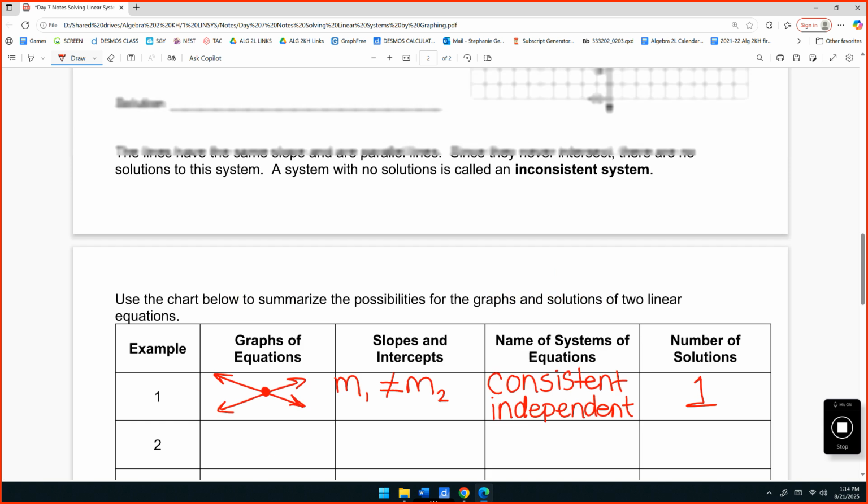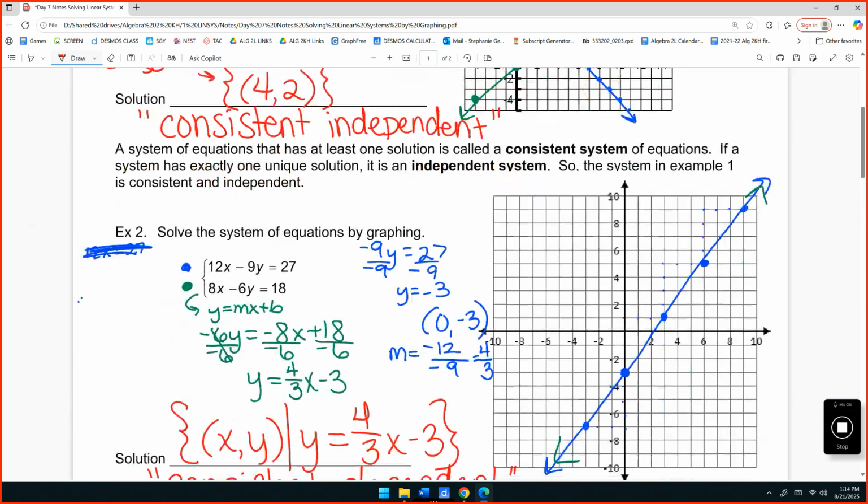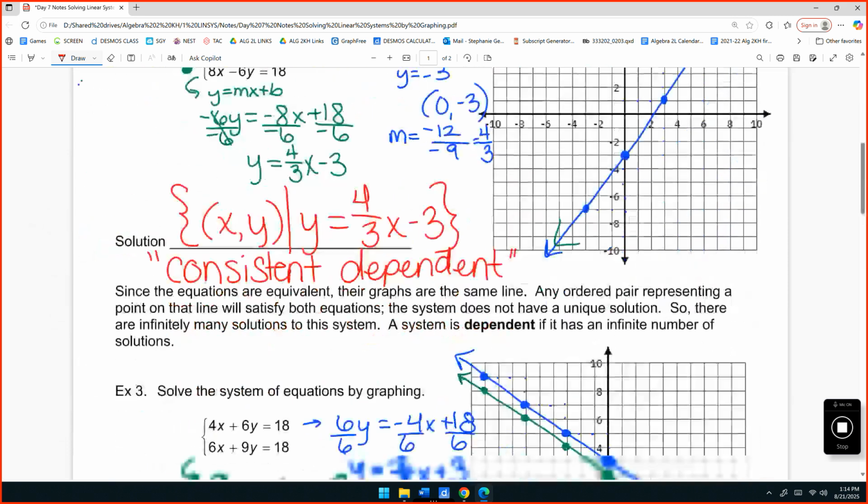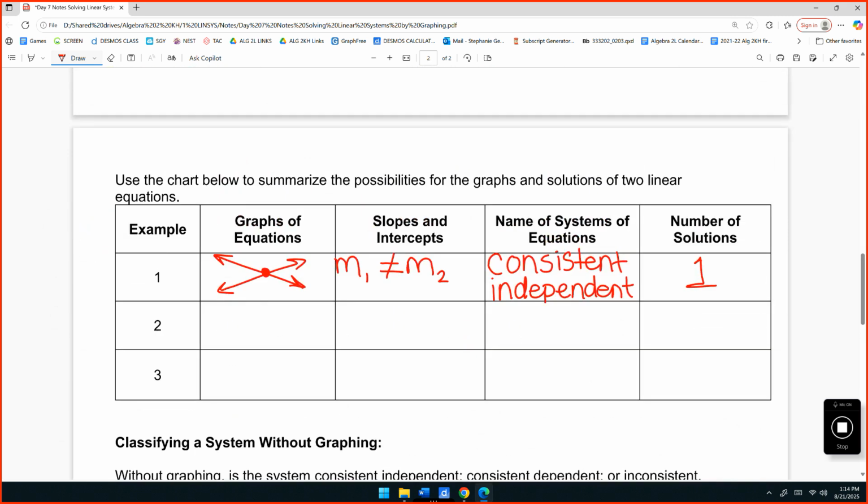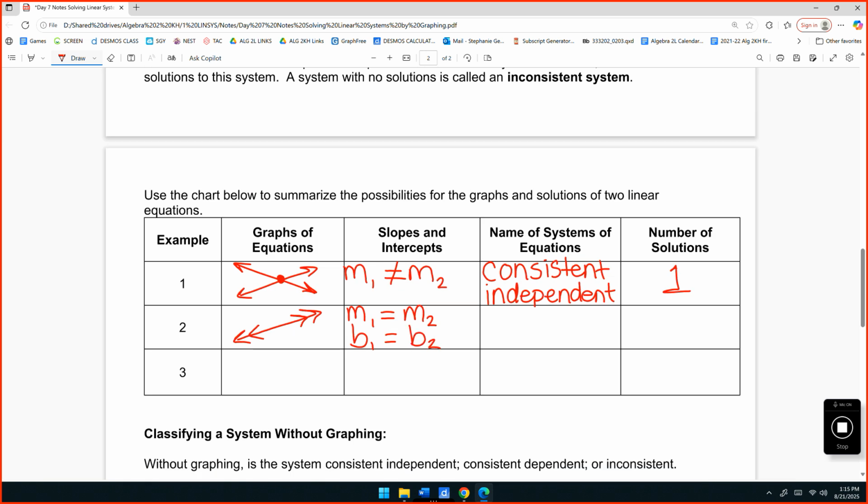Okay. Example 2, we'll refresh that. That was the one where we had overlapping lines, right? Okay, so that was the same line, so we can sketch that as a line with 2 sets of arrows. Okay, their slopes were equal, so I'm going to put M1 equals M2. What about their y-intercepts? Also equal, right? B1 equals B2. Okay, and we called that one consistent dependent.